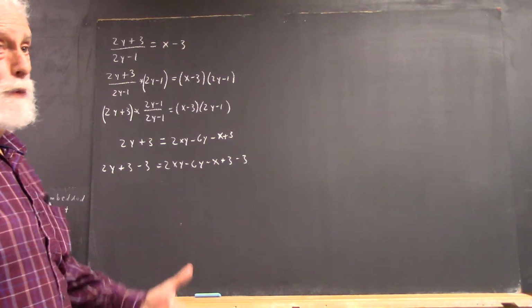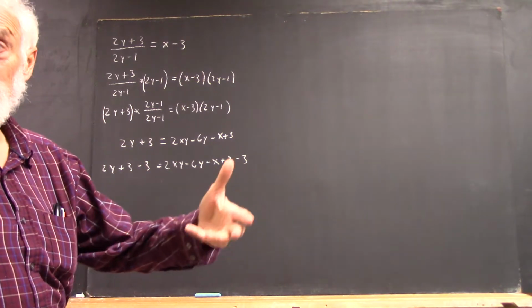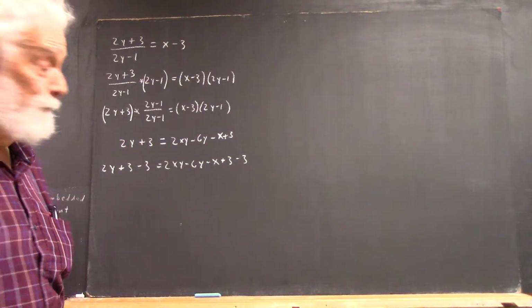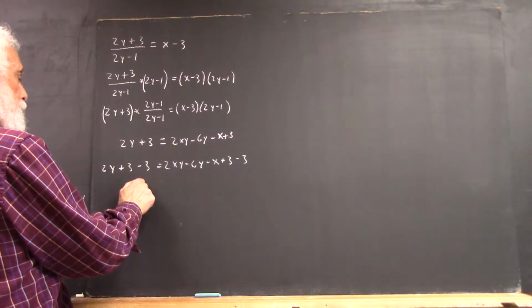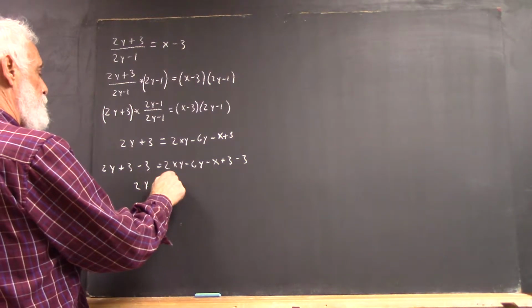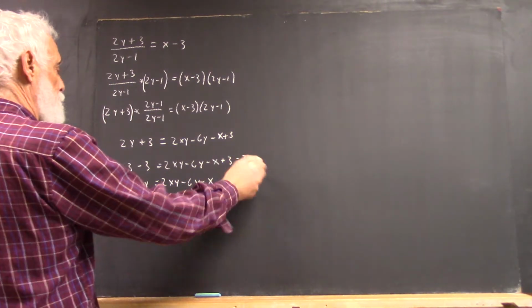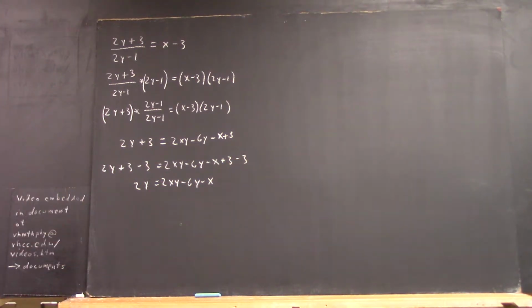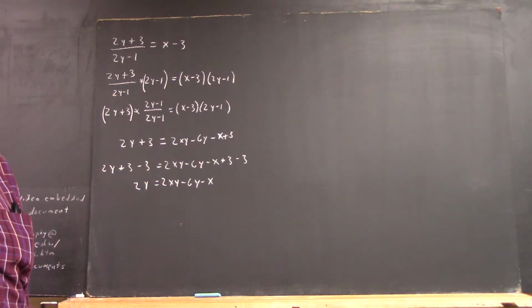Just because the other way is prone to misinterpretation and error, and I have seen errors that come from writing it like that. And then 3 minus 3 is 0, so that leaves us 2y. Now we've got 2xy minus 6y minus x, and 3 minus 3 coincidentally gives us 0. Okay? So what are we going to do next?